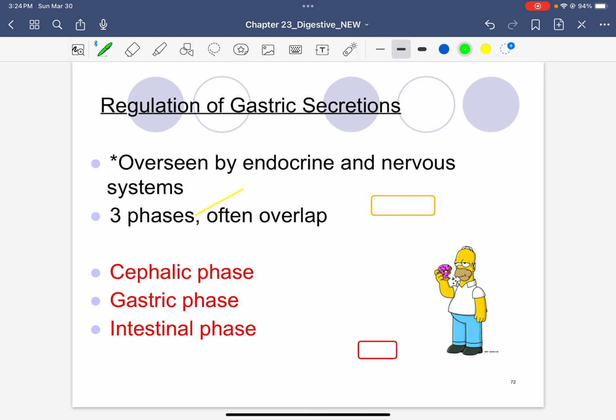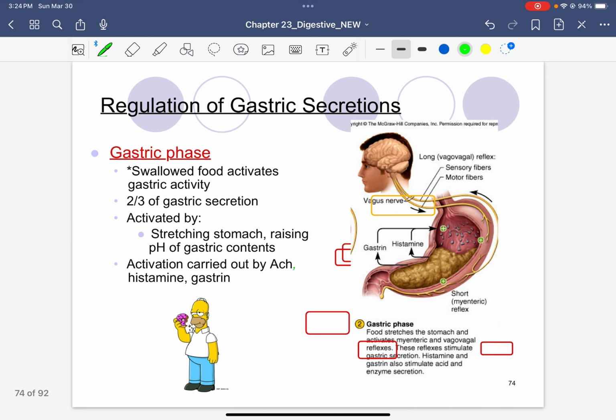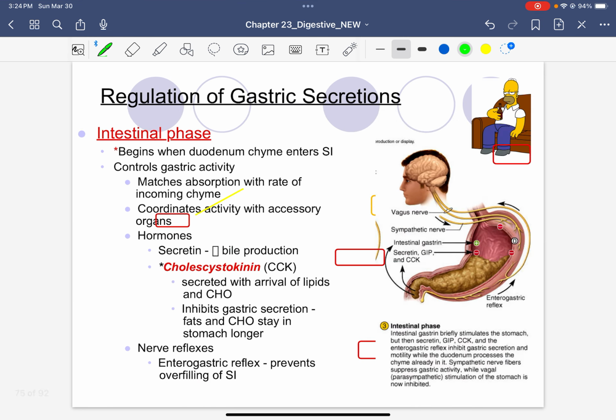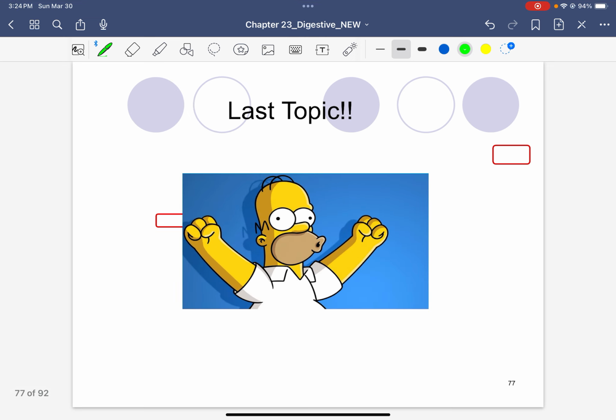Everything else here for now is extra. You do not need to know about these gastric phases. You don't need to know them. Look at how nice I'm being. You don't even have to know cholecystokinin. Don't even worry about vomiting. Okay, last topic. We're going to end this out. Here we go.